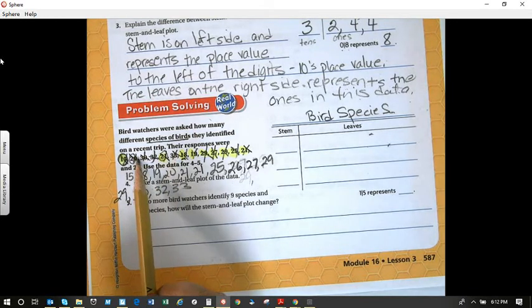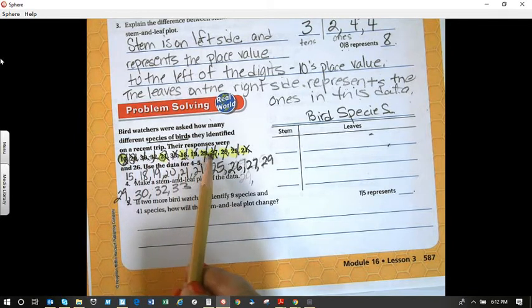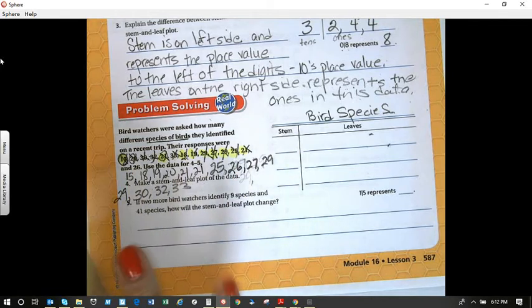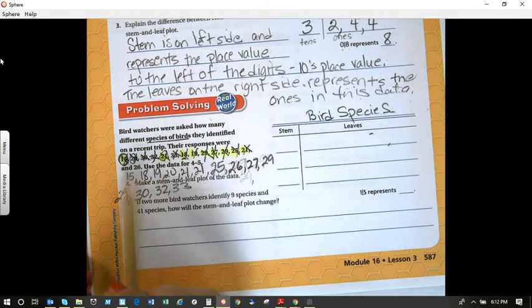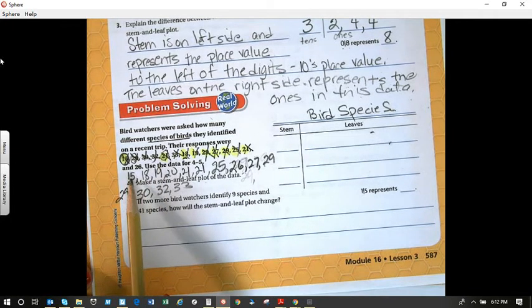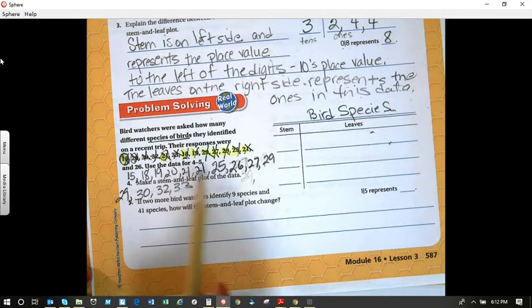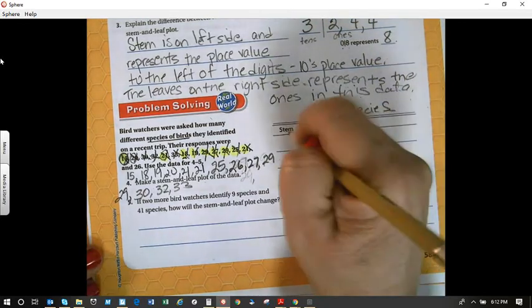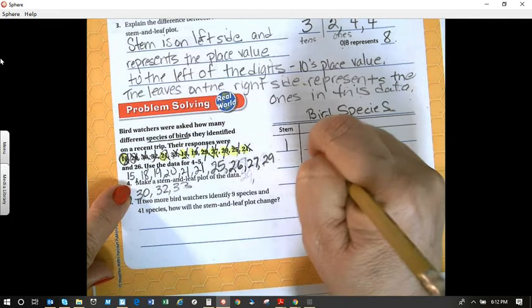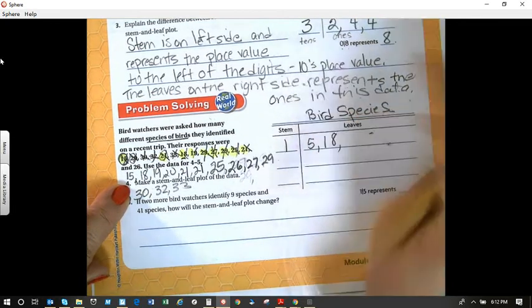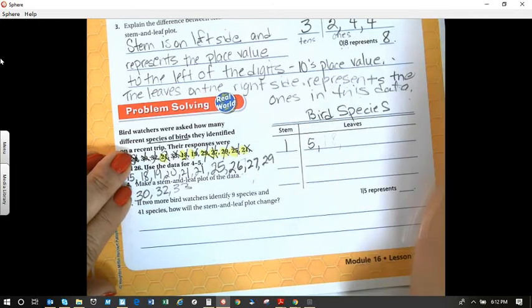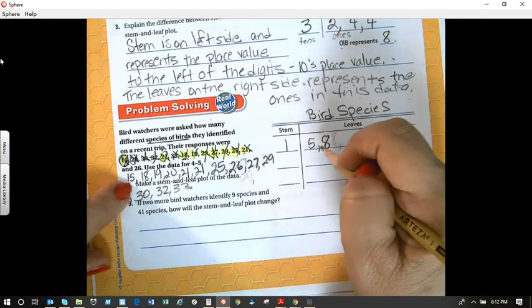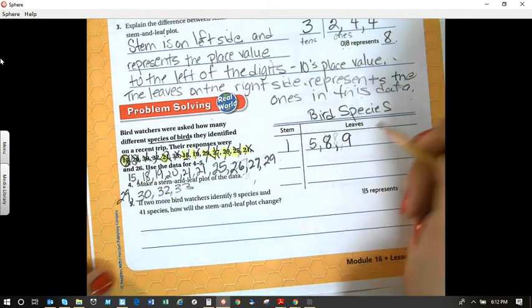Now I'm going to count my numbers: 1, 2, 3, 4, 5, 6, 7, 8, 9, 10, 11, 12, 13, 14. Now I'm going to count my list, starting from least to greatest: 14. All right, so I'm good. Now my first stem is stem 1, and I'm starting with 15, 18, and 19. So the leaves are 5, 8, 9. Okay, so I'm done here.